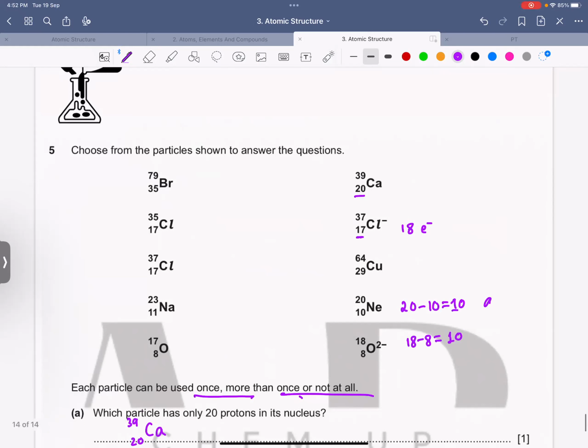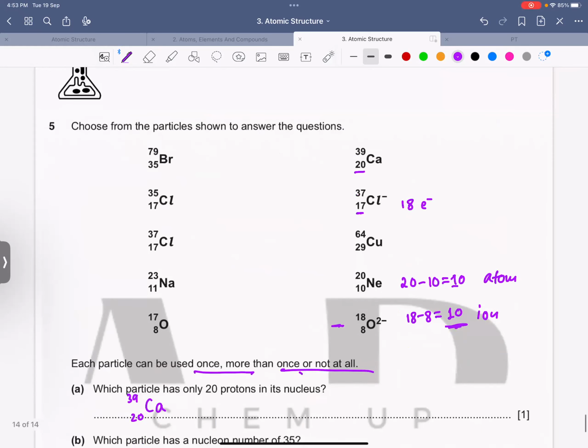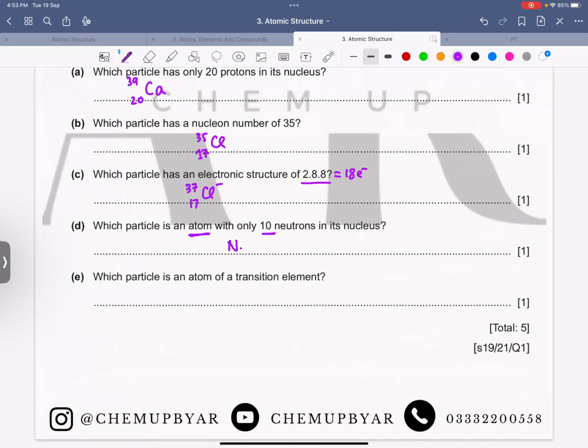But the difference is this one is an atom and this one is an ion because it has a two negative charge. So this is the kind of mistake that students usually make. In a hurry, they find 10 neutrons, so they will just write this one as well, but they overlook that it's an ion, not an atom. Atoms are the ones which do not have any charge. Okay. So it is going to be this one.